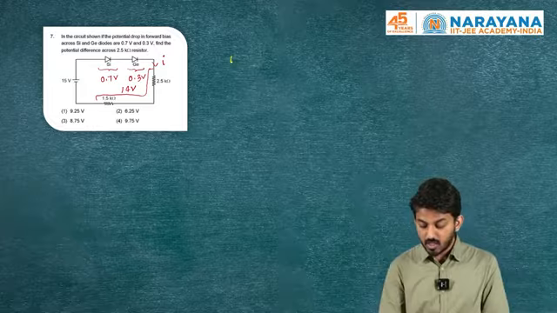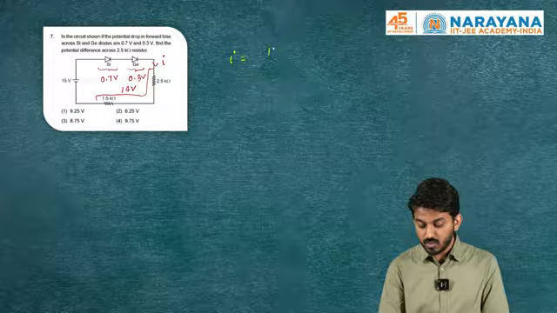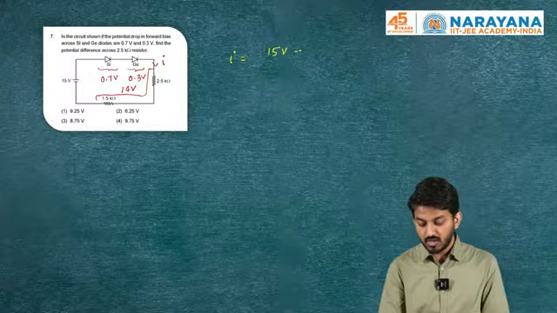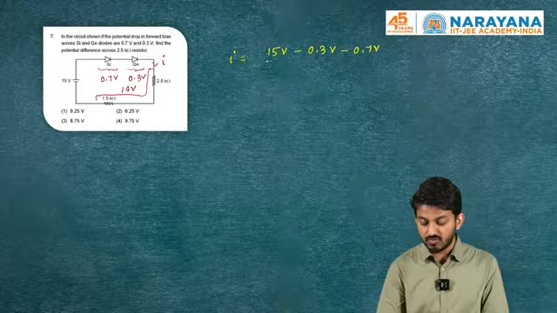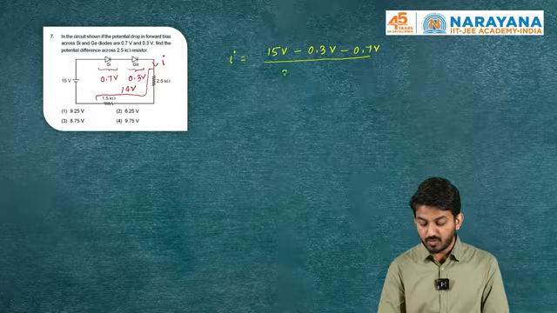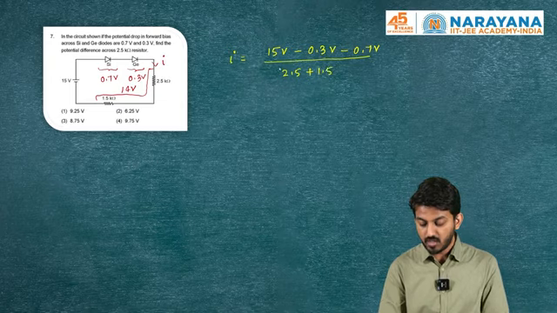Now, I is going to be equal to 15 volt, the total voltage, minus 0.3 volt across the germanium one, minus 0.7 volt across the silicon one. That's the total voltage difference over the total resistance of 2.5 plus 1.5 kilo ohm.